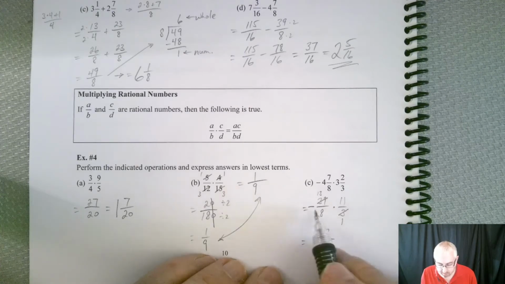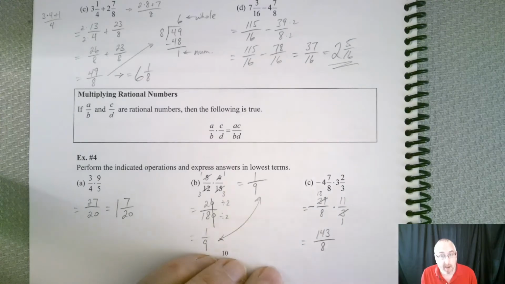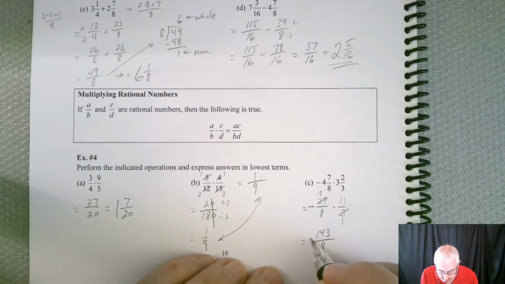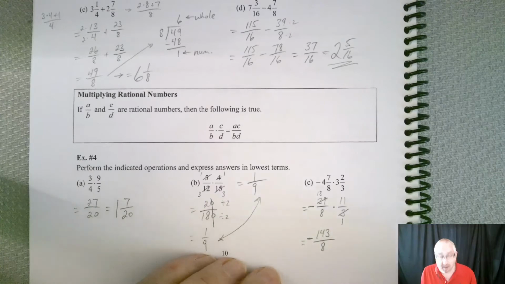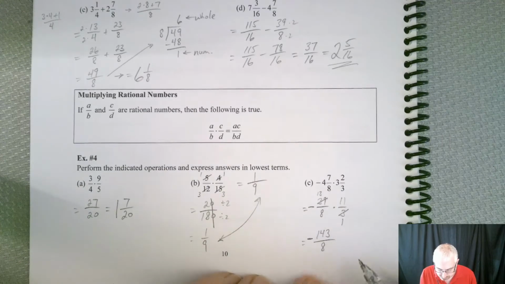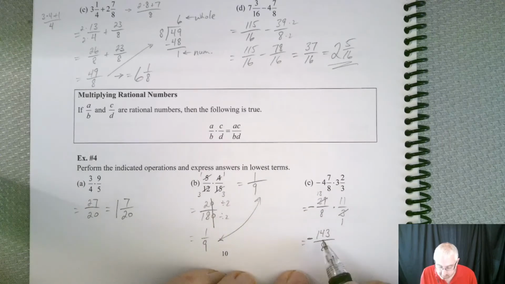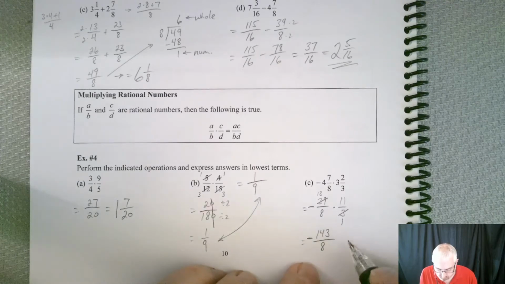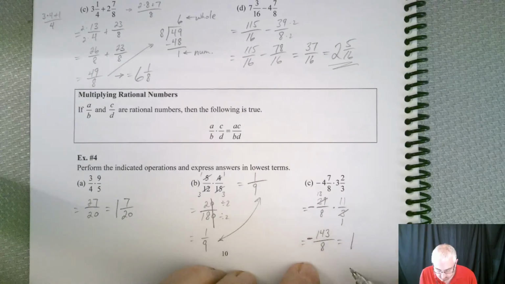Don't forget the negative, because one of these fractions is negative, so that's going to dominate and make the whole answer negative. So we got negative 143 over 8, but we got to change it back to a mixed number. So how many times does 8 go into 143? Well, it goes into 14 once, and there's 6 left over.